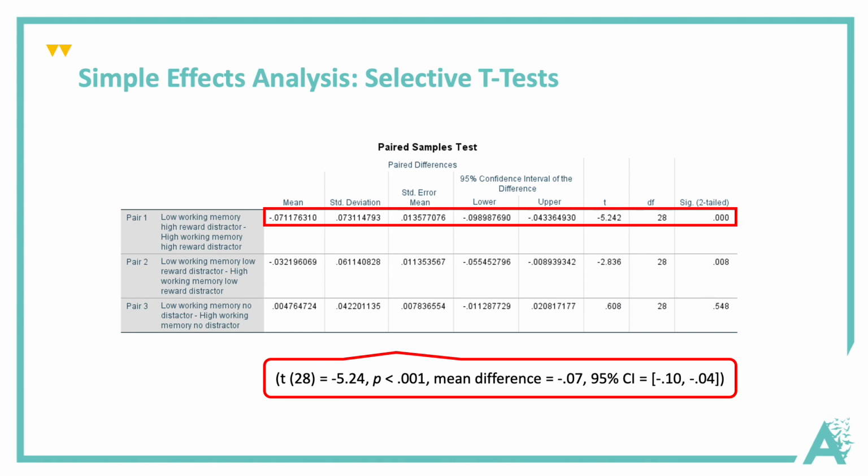Alternatively, you could conduct your own paired samples t-test for each comparison of interest. You must select the pairs of variables you're interested in, for example, high reward for high and low working memory. If you compare the results to the previous output using syntax, you will see the mean differences and p-values are almost identical, but now you get the full t-test output to report.